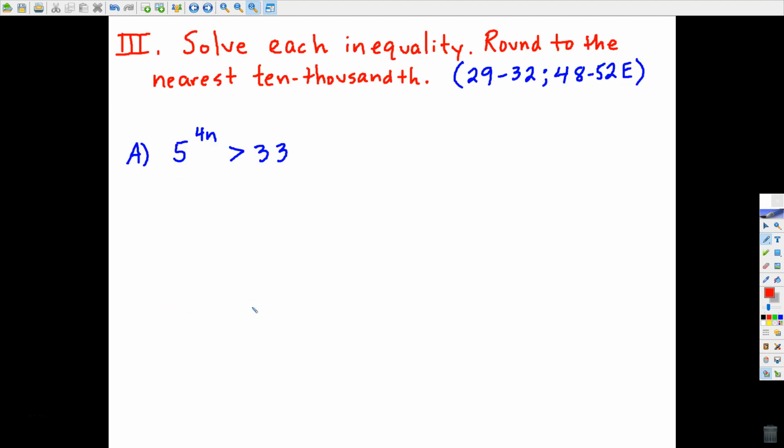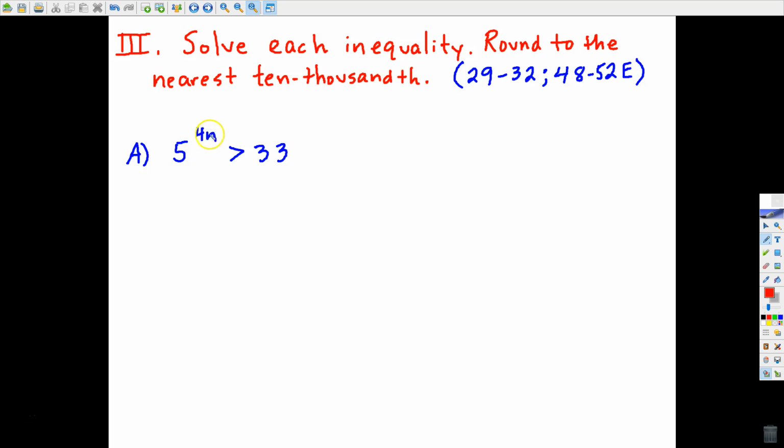Let's take a look at some inequalities. Similar, but a pretty big difference. So pay close attention to what I'm about to do because it's easy to forget. All right, I'm going to change this into log form just like we did with the equations, but I want you to pay close attention to the variable n, and you can think of it this way.